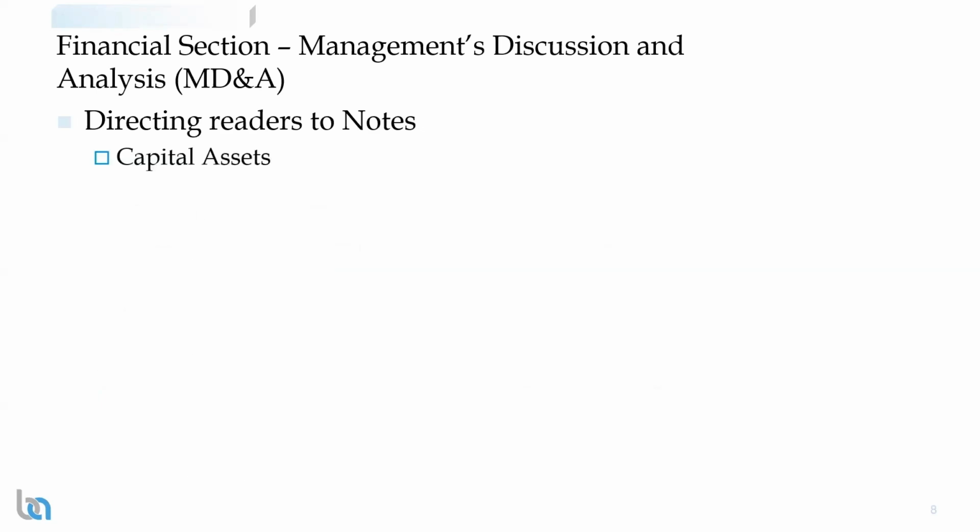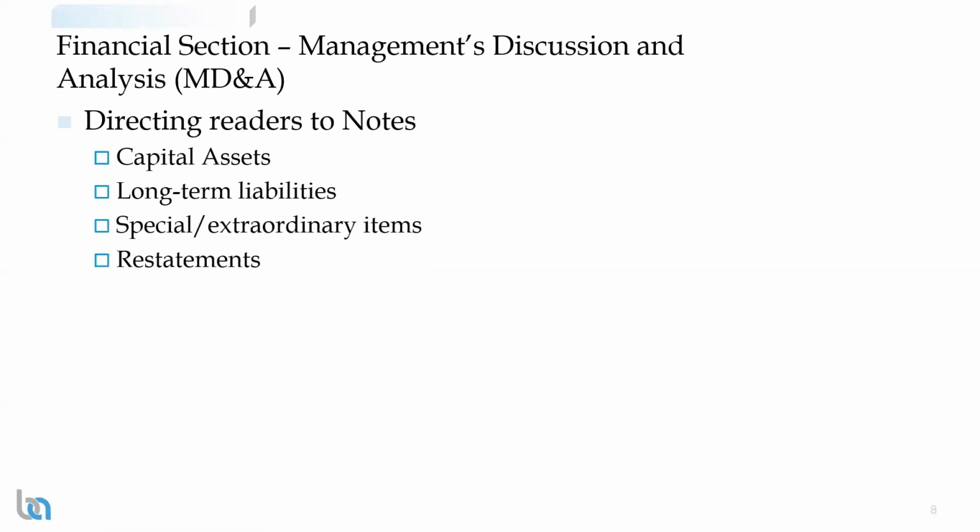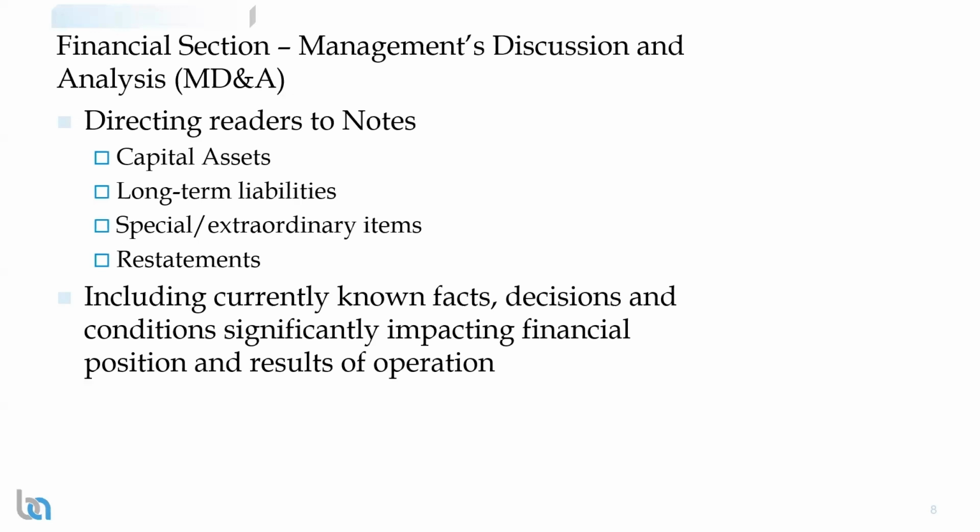Other errors are not directing the reader to the notes. For the discussion of your capital assets and your long-term liabilities in the MD&A, you need to have a reference to the notes. That just needs a small blurb added to your MD&A. Also, special or extraordinary items require a reference to the note. Also, when you have restatements, that requires a reference to the note. Also, not including currently known facts, decisions, and conditions impacting financial position and results of operations.